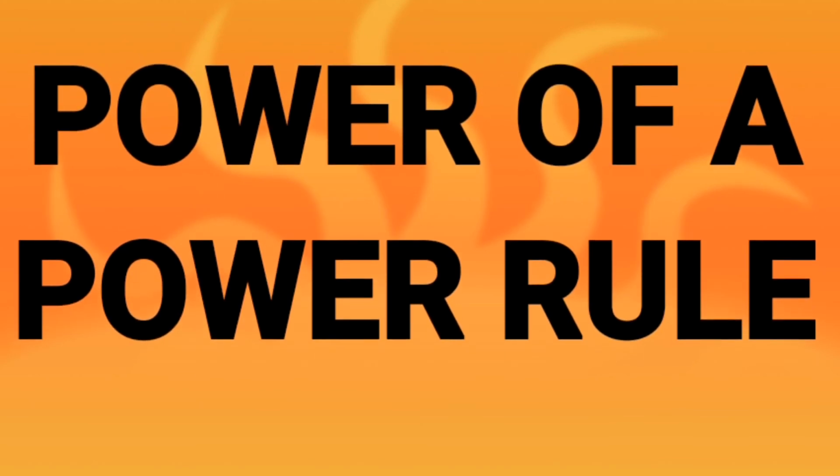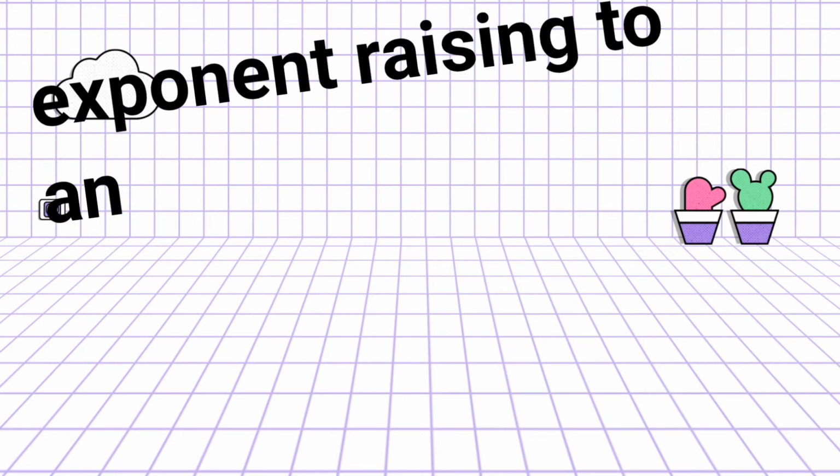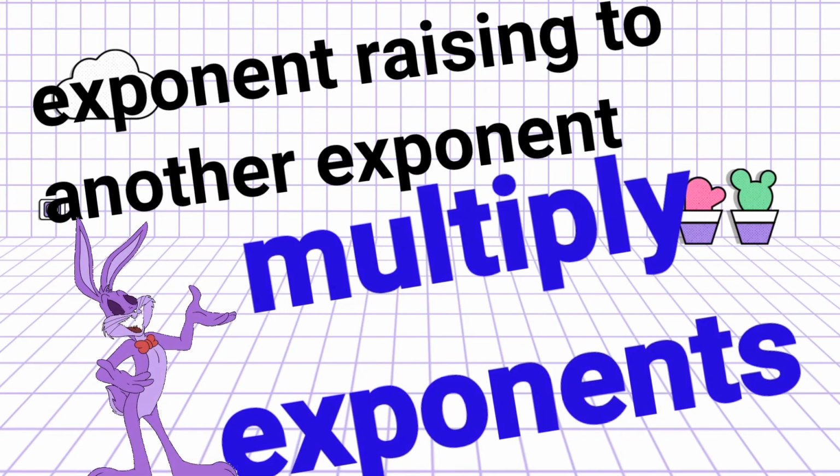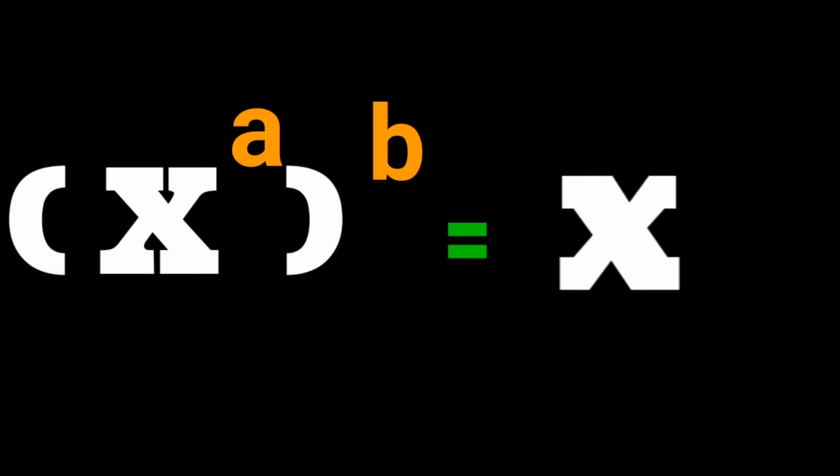Power of a power rule. x to the a, raised to the b power. Copy the base and multiply exponents.